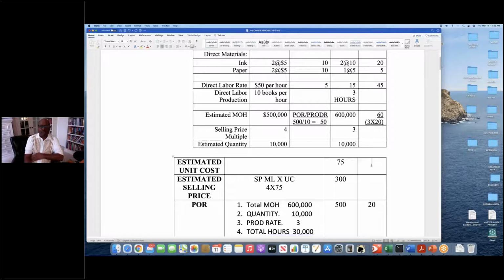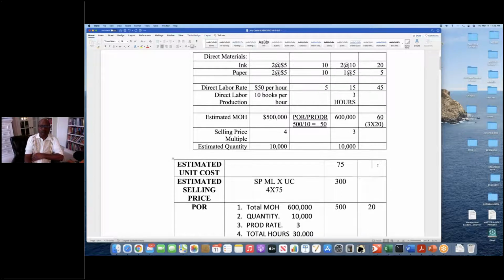All right, now we have all the total parts, so we can go to estimated unit cost. My estimated unit cost was 130. So I did 20 plus 5 plus 45 plus 60. And that's how I got 130. What's the selling price? The selling price is 390. So all I did was 130 times 3.